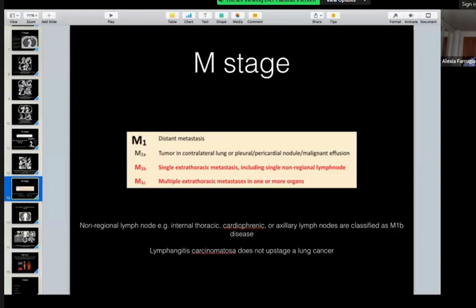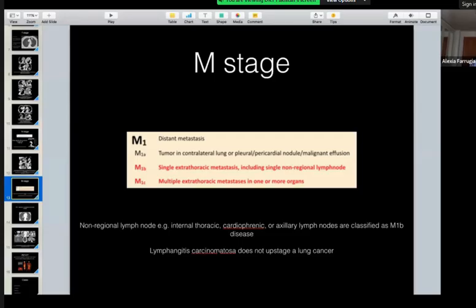Now, what do we mean by a non-regional lymph node? A non-regional lymph node is an internal thoracic lymph node, a cardiophrenic lymph node, or axillary lymph nodes. All of these are non-regional, and they are classified as M1B disease as per the TNM stage. If you have multiple extrathoracic metastases in one or more organs, that would be an M1C stage. And importantly, lymphangitis carcinomatosa does not upstage a lung cancer.